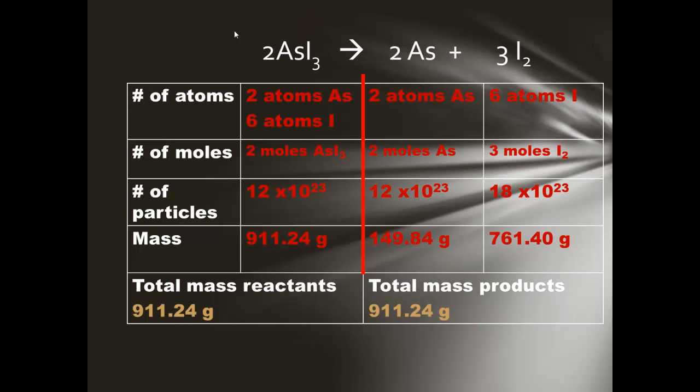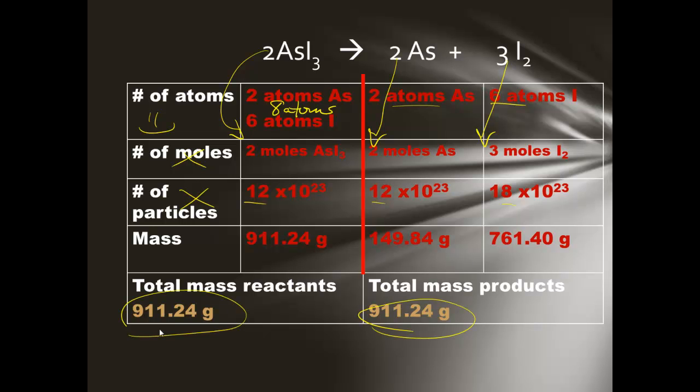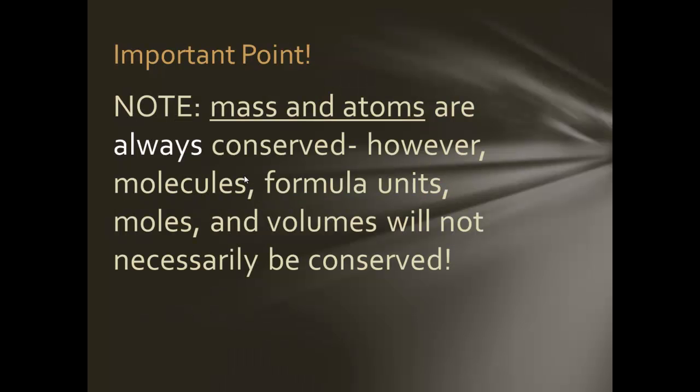Okay, so here's what you should have gotten for your answers. You should have a total of 8 atoms right here, 2 arsenic and 6 iodine. And on this side here, you have 2 arsenic and 6 iodine, a total of 8 atoms. 2 moles from your balanced equation right there, 2 moles of arsenic, 3 moles of iodine. And then that multiplies times the 6 times 10 to the 23, so 12, 12, 12. Notice again, these things aren't working out, but my atoms are conserved, and again, my mass is conserved. I end up with 911.24 grams. So atoms are conserved, mass is conserved. Moles and particles are not. So that's what it tells you right here.